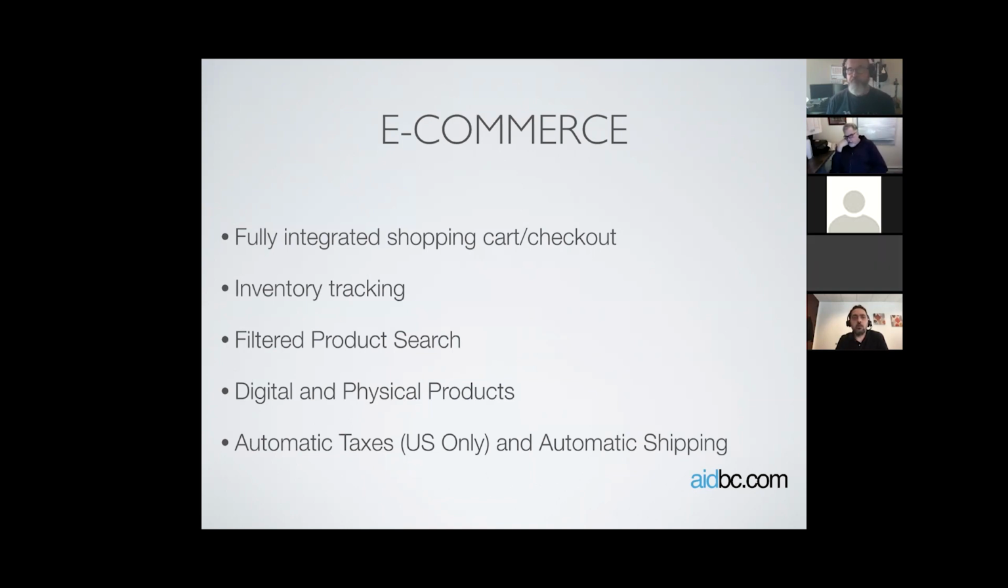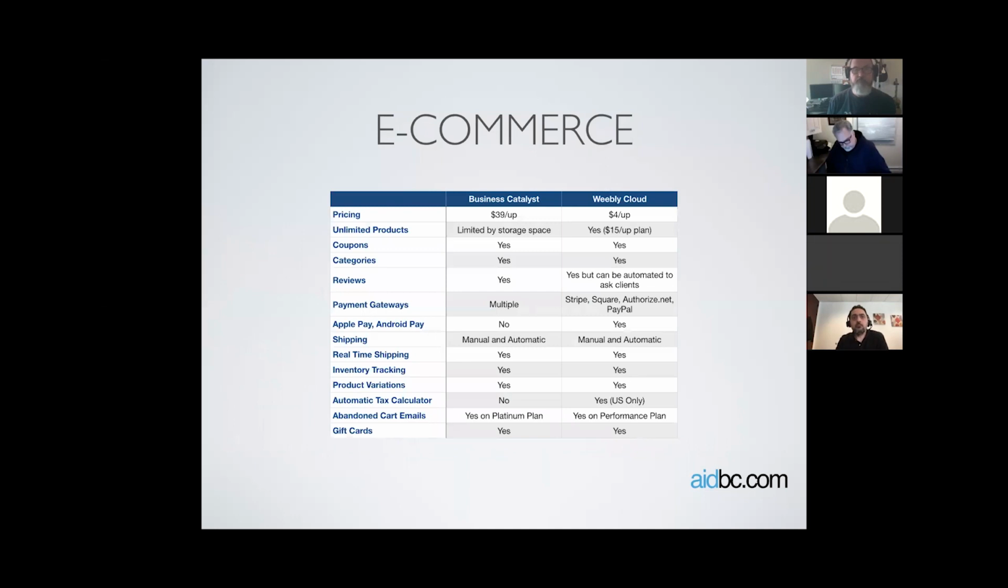Depending on which plan you're on, some of these may not be included on the lower plans, but it is available. And again, the highest plan on the agency plan is only $20 a month, and you get all these features. So you're starting at a $4 plan, you can have e-commerce. And then if you go up to a $15 plan, you can have unlimited products. You can do coupons, categories, reviews. You can even set it up so that it can be automated to ask clients for reviews after buying a product. It supports multiple payment gateways. It supports Apple Pay and Android Pay.